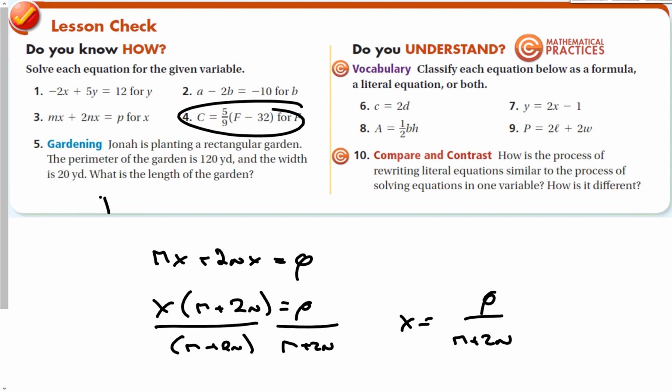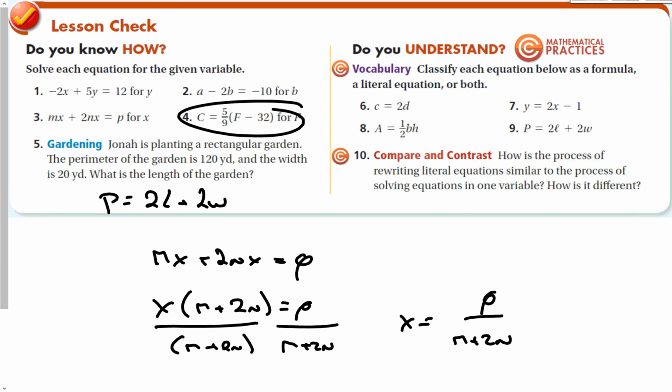So the formula then is perimeter equals 2 times the length plus 2 times the width. And we know the width, so now we plug that in and solve for L, or move this over to this side, divide out the 2, and then solve that.